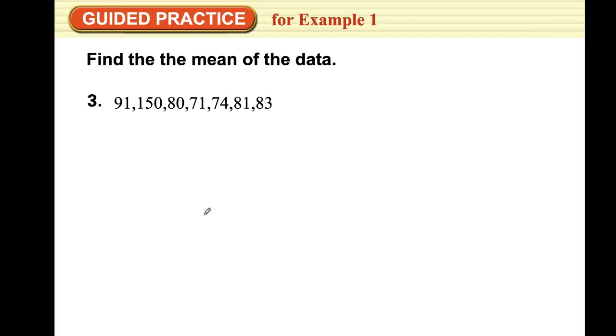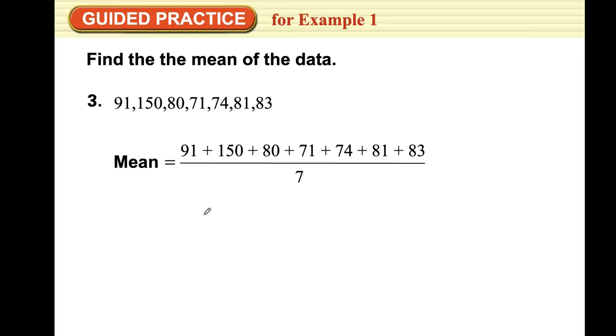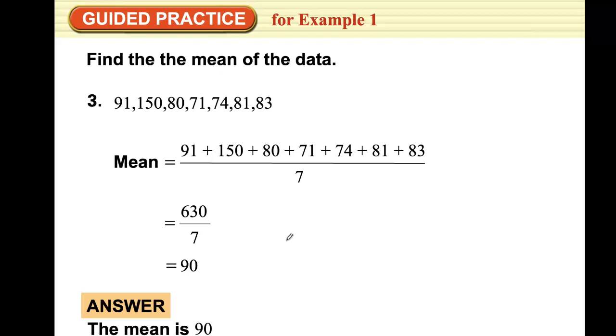Go ahead and pause the video. Find the mean of the data. Great. Let's see how you did. So you added up all the numbers. You would divide by 7 because there are 7 numbers, and you should have gotten 90. So the mean is 90.